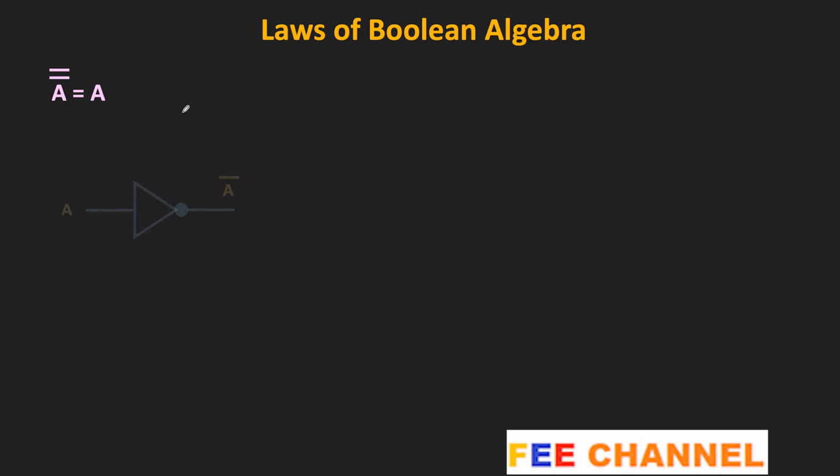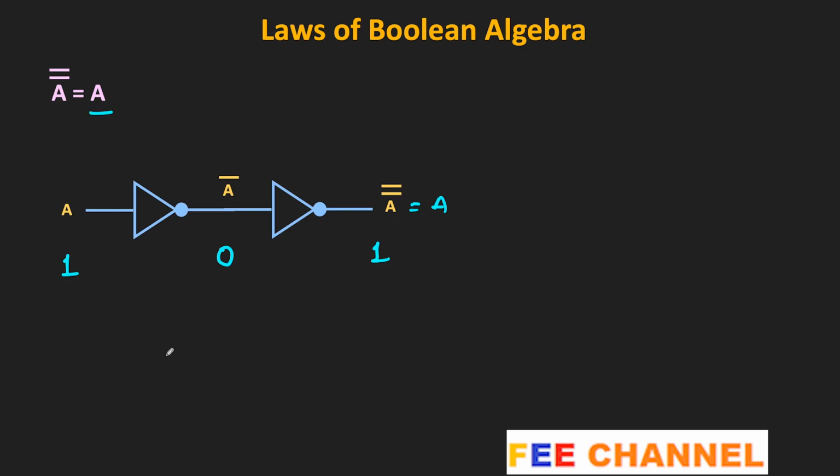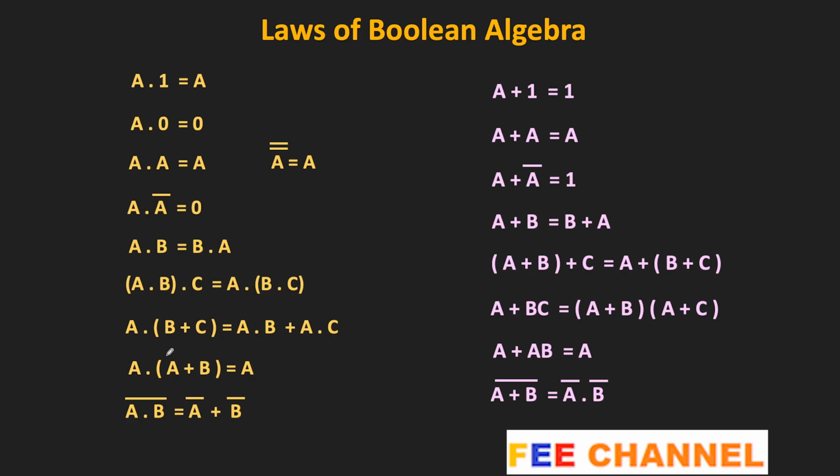So, in the end, now let's look at the double negation law. We know that the complement of A is equal to A bar. And if we once again take the complement of A bar, then it will be equal to A double bar. So, if A is equal to 1, then its complement A bar will be equal to 0. And once again, if we take the complement of this A bar, then it will be equal to 1. So, this A double bar is the same as A. That means the complement of A bar is the same as A.